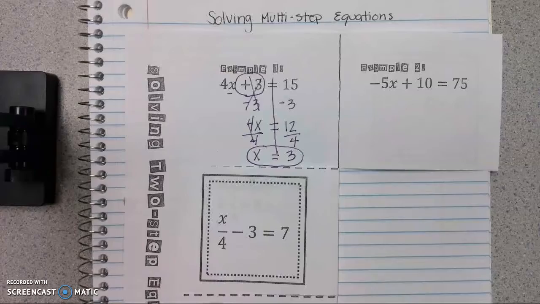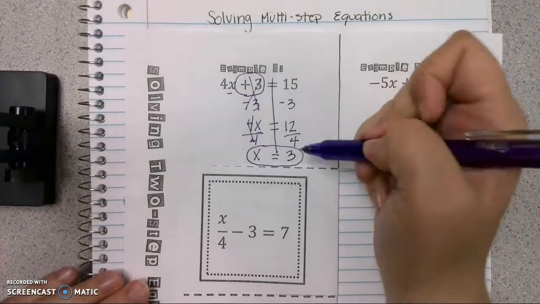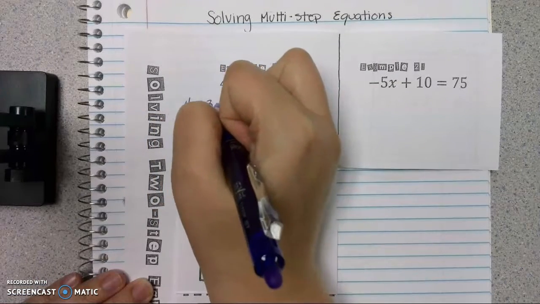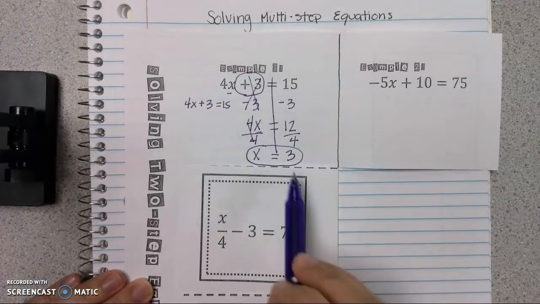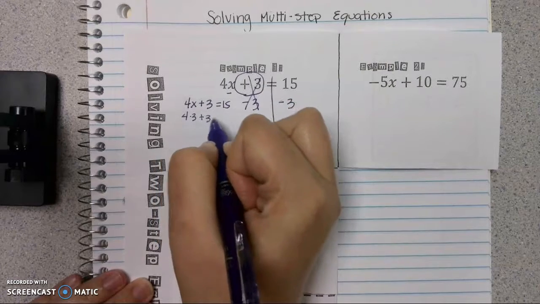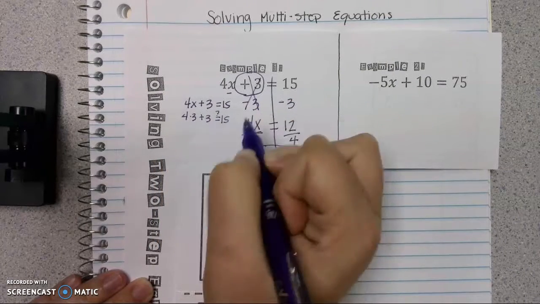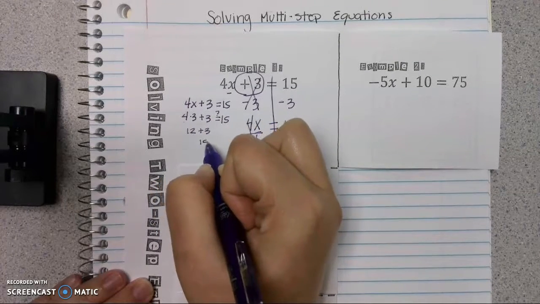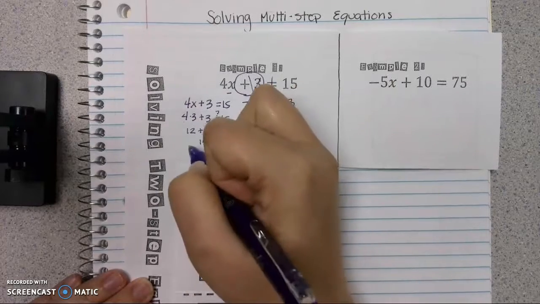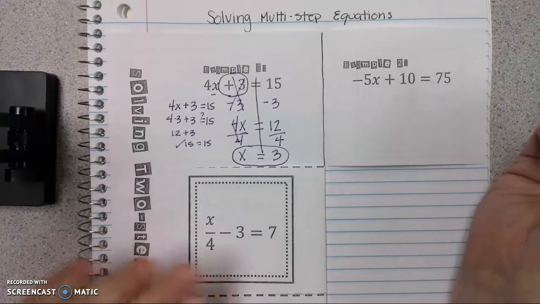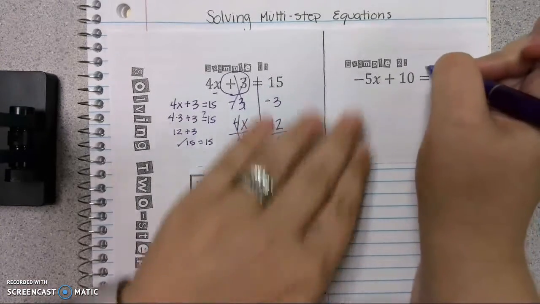I can always go back and check my work to make sure it's right by plugging it back into my equation. So my original equation was 4x plus 3 is equal to 15. So if I plug this 3 in, 4 times 3 plus 3, does that equal 15? Well, 4 times 3, 12. 12 plus 3, oh, it is 15. So we did it right, we checked our work, and we're good to go. I say that a lot in videos, but whatever. It works.